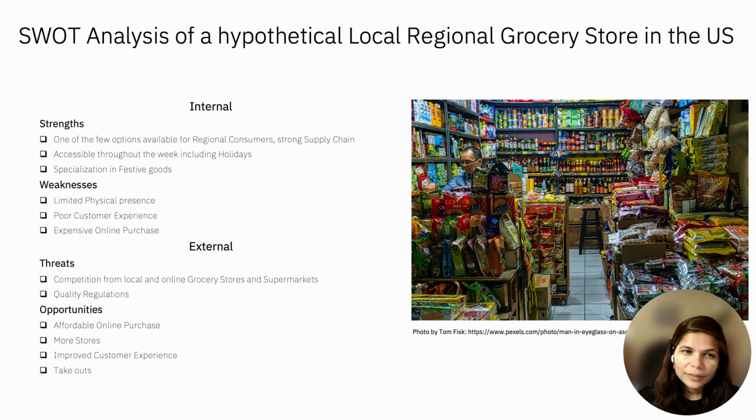Let's take the example of a hypothetical local regional grocery store in the US. I'm an Indian, so I would always like to go to Indian stores which have all the things I would ever need in my kitchen, for my festivals, or for doing any kind of religious rituals. For fulfilling these values, I would look for a regional grocery store, and being an Indian, I would look for an Indian grocery store.